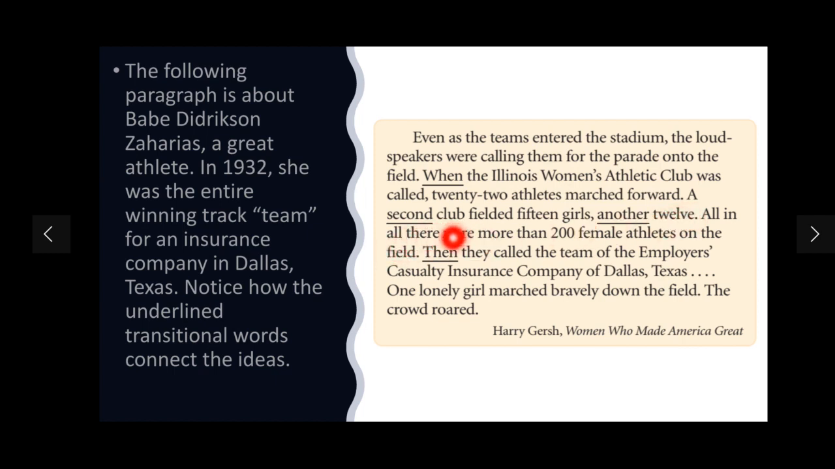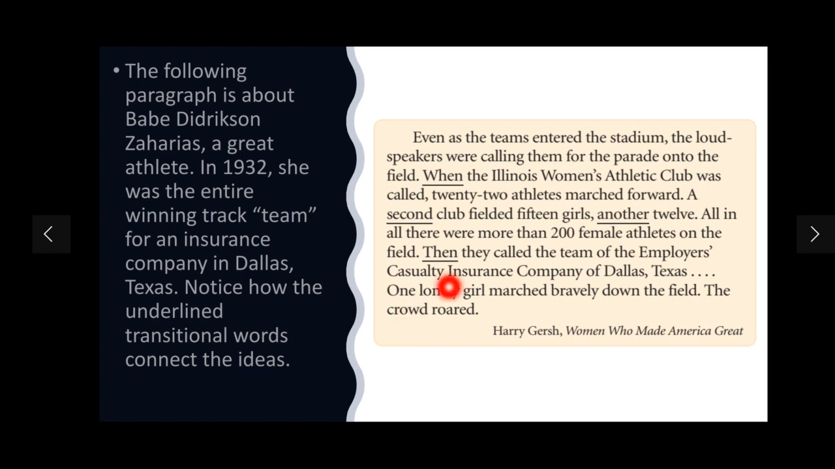A second club, so what is second? That is another transitional word. A second club fielded 15 girls, another 12. All in all, there were more than 200 female athletes on the field. When they called the team of the employers Casualty Insurance Company of Dallas, Texas, one lady girl marched bravely down the field and the crowd roared.